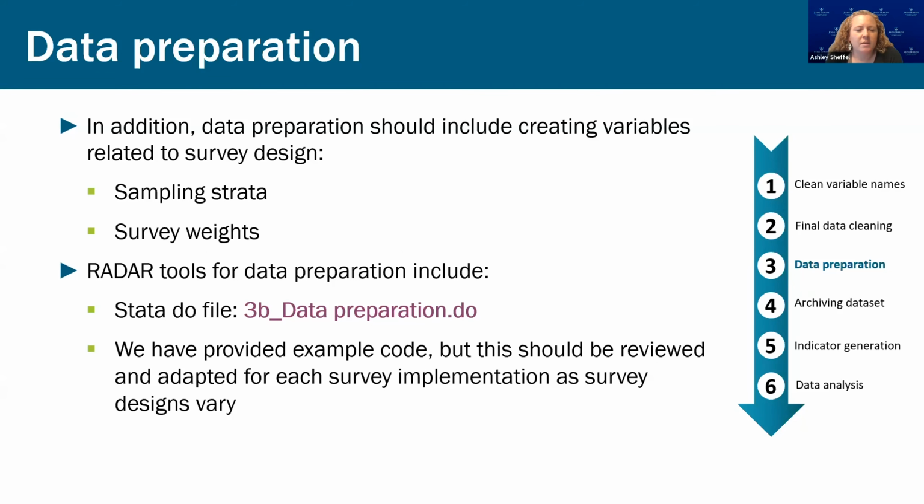We also have a part 3B to data preparation. And this includes creating variables related to the survey design. And when we say survey design, we're really talking about looking at your sampling strata and your survey weights. And so we do have a script available that's called 3B data preparation. And this has more example code, but again, it really needs to be reviewed and adapted for each survey implementation, as survey designs vary and it's not something we can pre-specify.